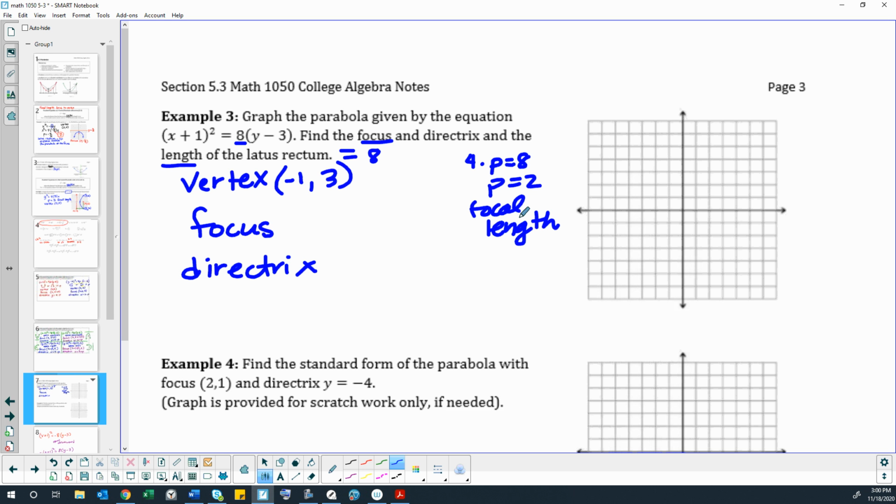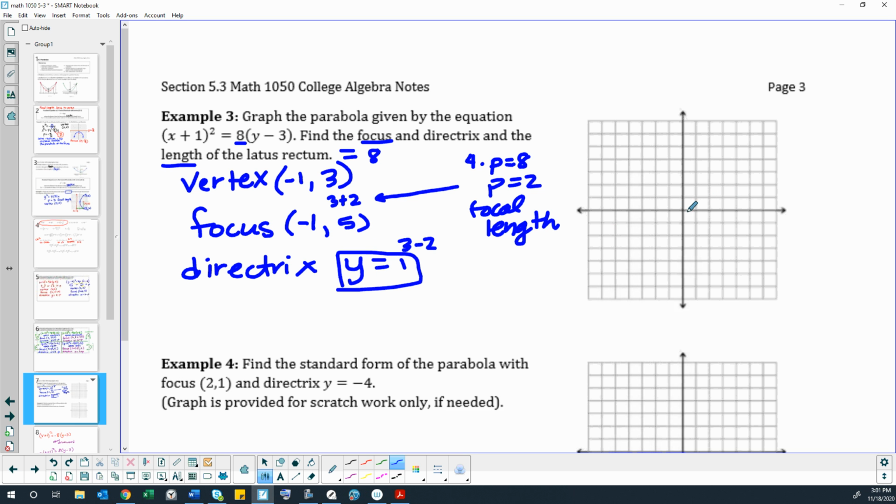So the focus, because p is positive, is going to just be added to the y value. So I'm just going to take 3 plus 2, so that would give me 5. And then the directrix would be subtracted. So it's a y equals, it'll just be a horizontal line because this one opens upward. So y equals, it's going to be in the opposite direction. So this time we're going to go 3 minus 2, so we get y equals 1 for our directrix.